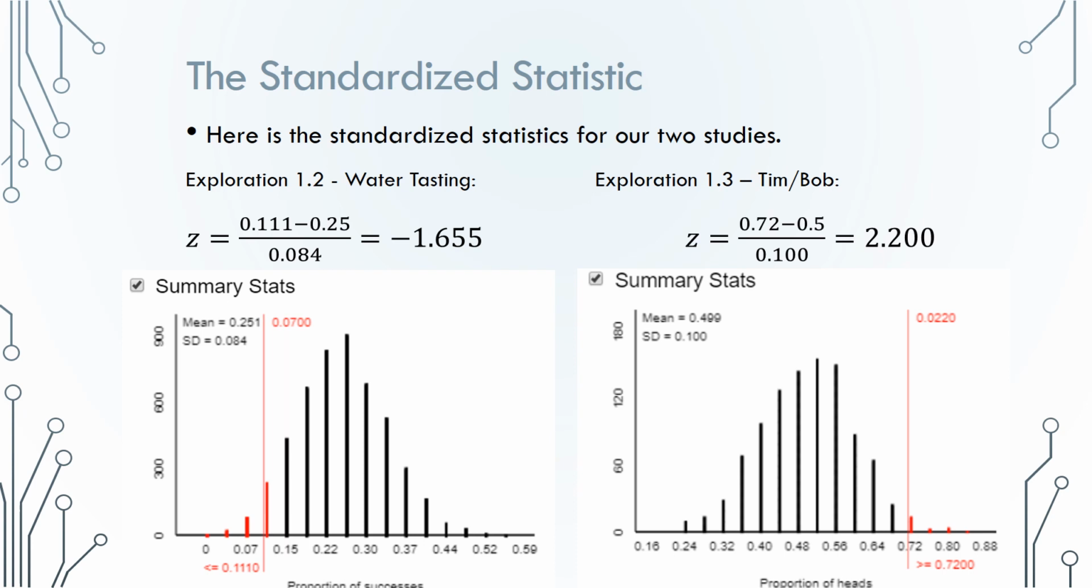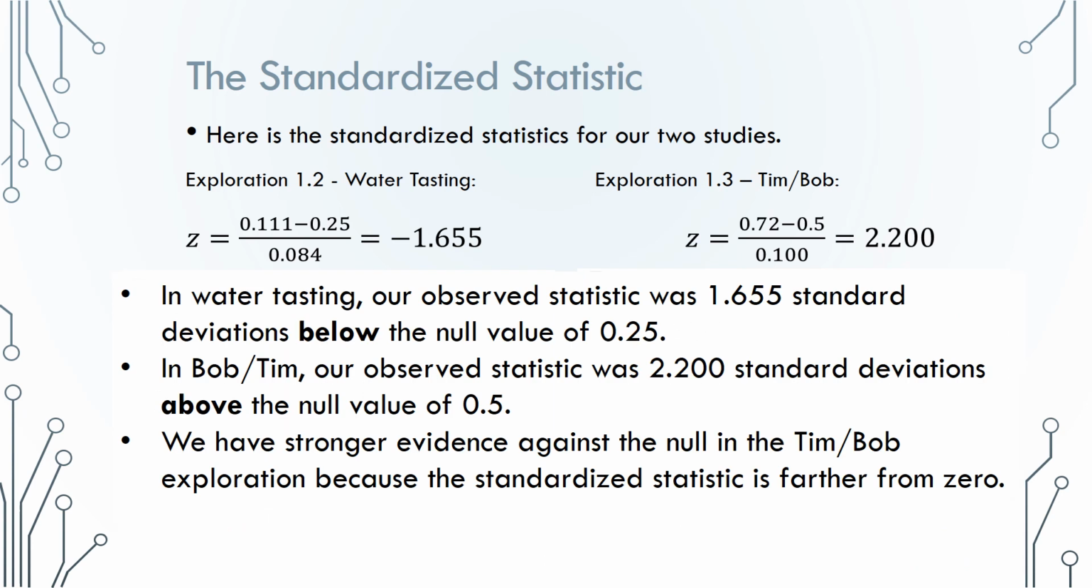Again, let's interpret these values. In water tasting, our observed statistic was 1.655 standard deviations below the null value of 0.25. In the Bob and Tim example, our observed statistic was 2.200 standard deviations above the null value of 0.5. We have stronger evidence against the null in the Bob and Tim exploration because the standardized statistic is farther from 0.